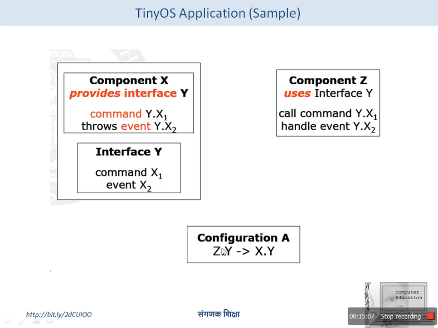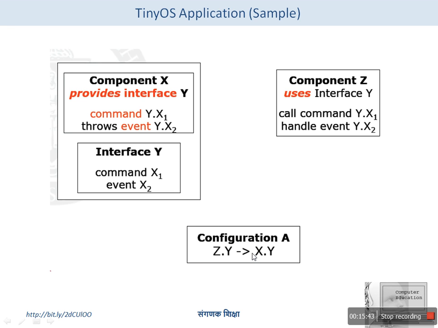Wiring means first this z.y means this component will call its interface y, and this is in direction with the interface y defined by x. Means in order to call the event x2, it will be called by the z component, and because x2 is defined in the component x in the interface y, that's why we require a link between this x dot y by the help of z.